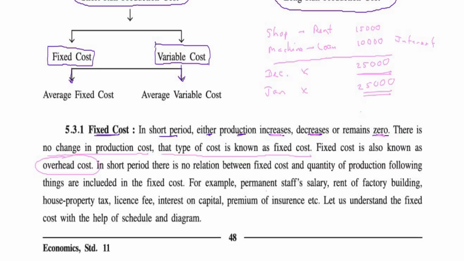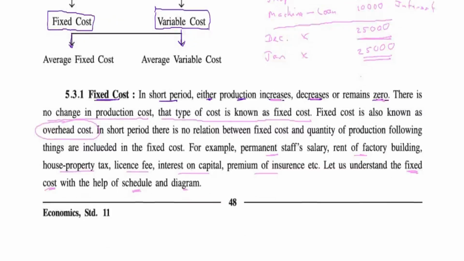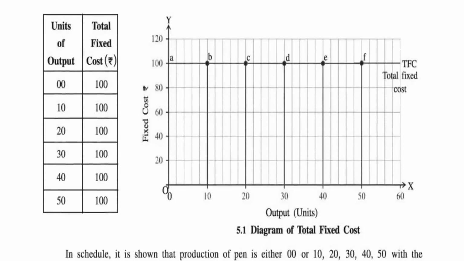So the permanent staff salary, rent of factory building, property tax, license fee, interest on the capital, this loan interest, premium of insurance, all these are fixed costs, right? They will not change. Let's understand this with the help of an example, a schedule and a diagram. So look at this schedule. This table shows the units of output, and this column shows the total fixed cost.